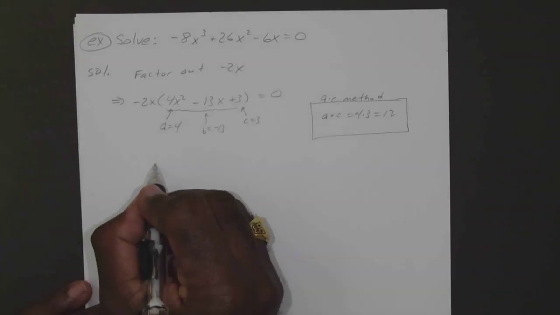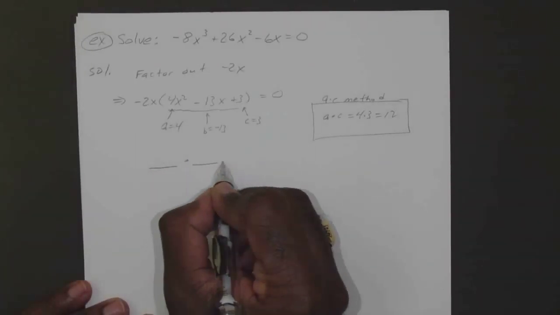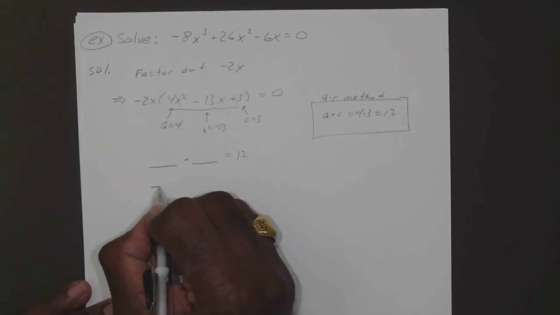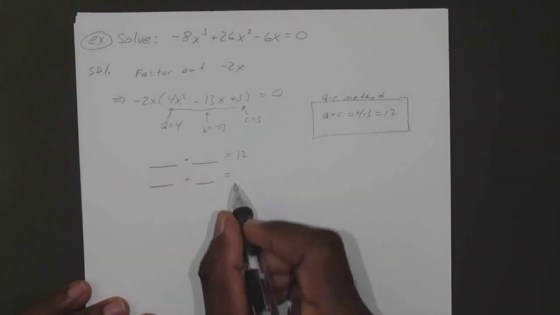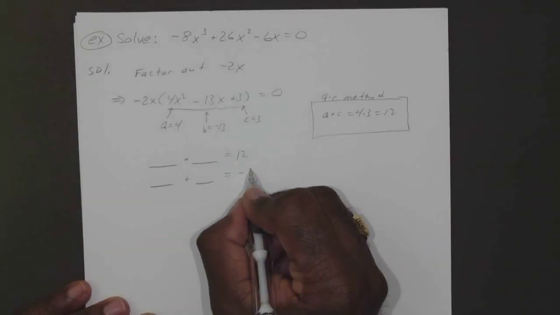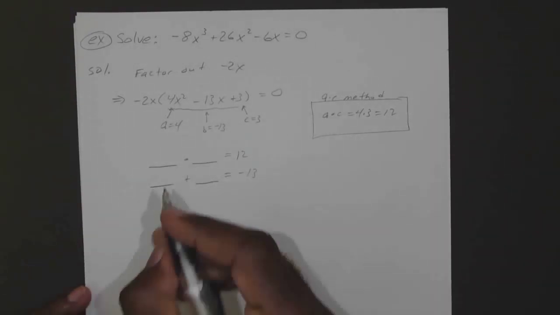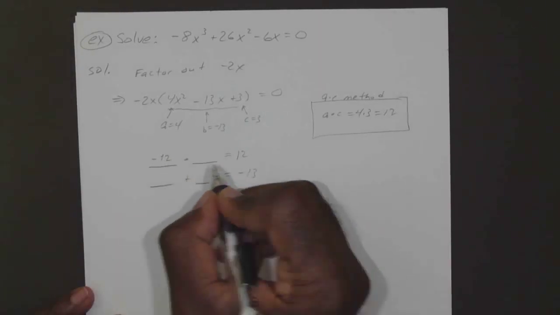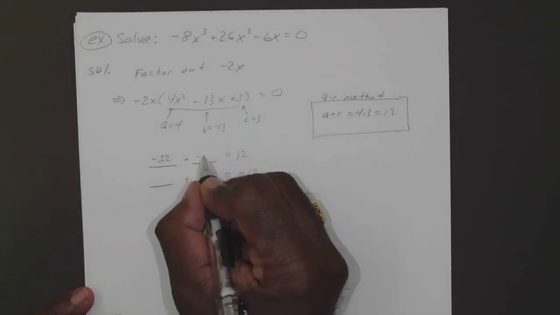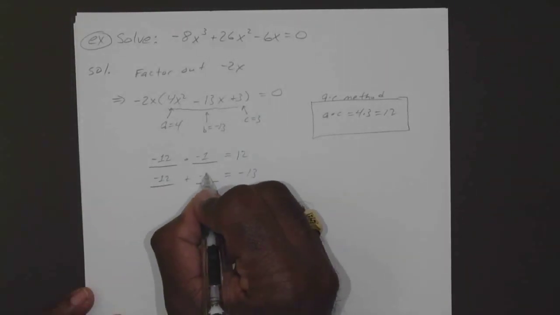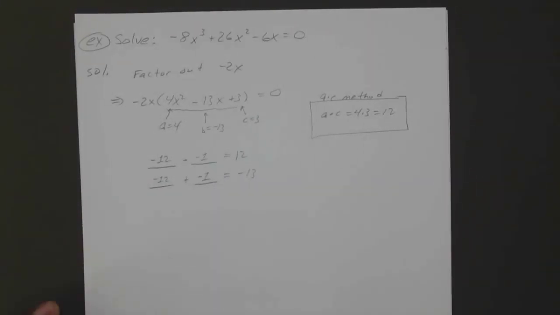Okay. So that means we have to find two numbers that multiply to equal 12, and those same two numbers add to equal your b, which is negative 13. Okay. So for this one, negative 12 and negative 1 works. So negative 12 times negative 1 is positive 12, and negative 12 plus negative 1 is negative 13.